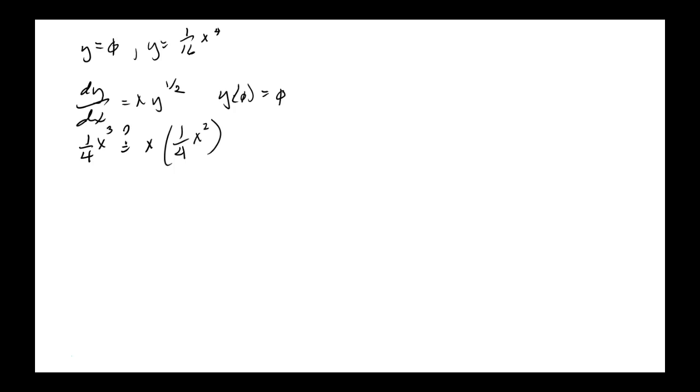Now, at the initial condition, obviously, both of these solutions have a common point, and that's basically the only common point those two have. But there we have it. So it does have two solutions. So number one, the solution exists, but it's not unique.